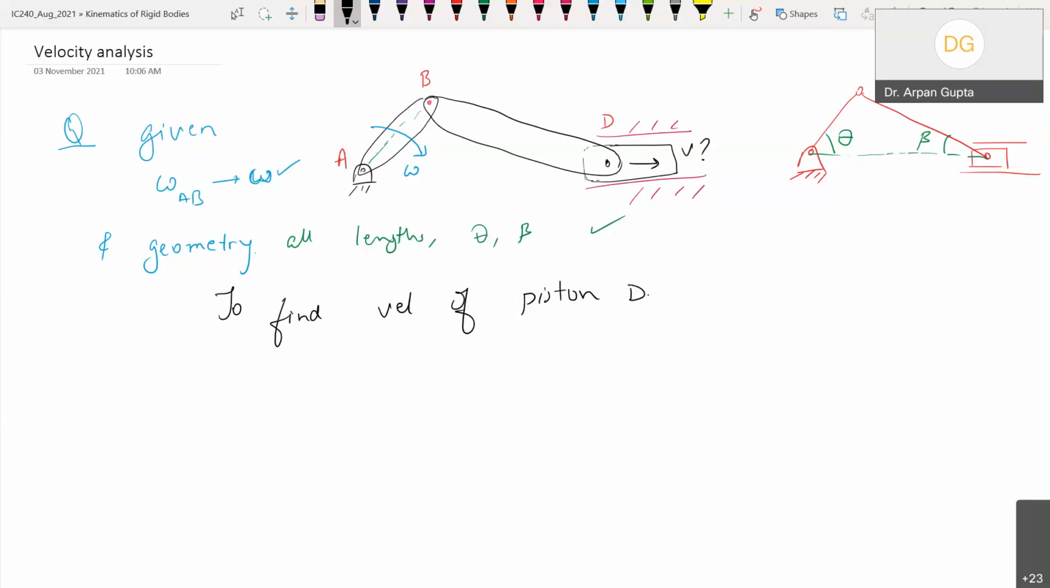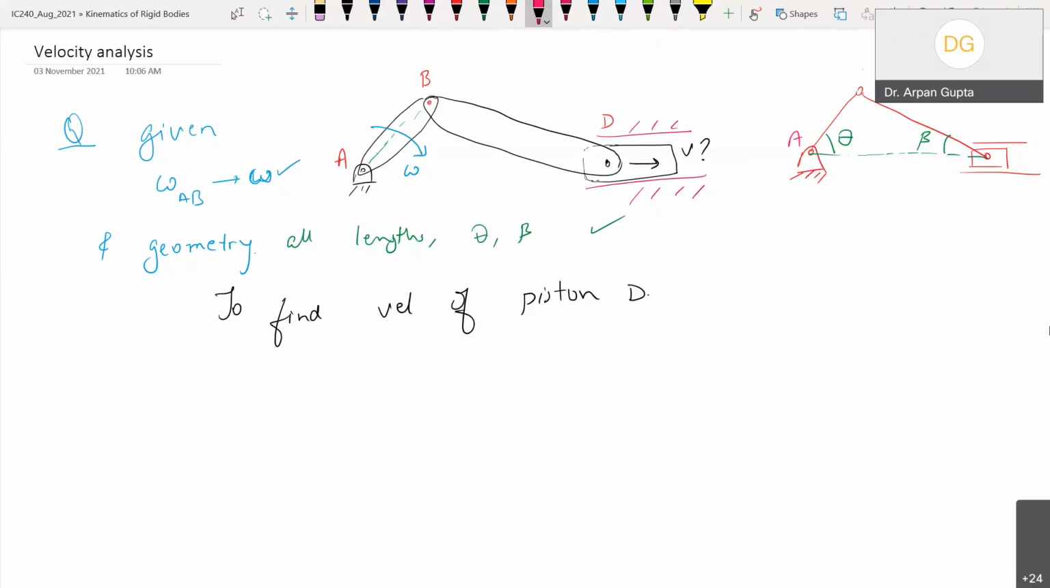So we have seen some of these similar examples in your force analysis. So given a certain moment, what should be the force applied here so that these are in equilibrium. So those things we have seen before, but now this is a velocity analysis and kinematic analysis for a system of rigid bodies. So these are connected together, and we want to find the velocity of piston, right? So that's the question. Now, how do we approach this kind of problem?